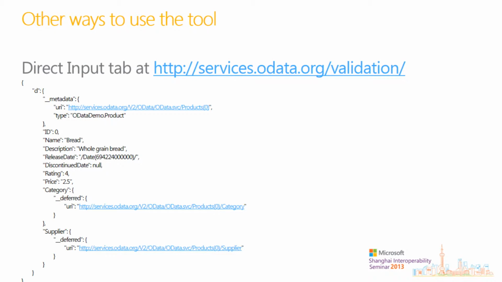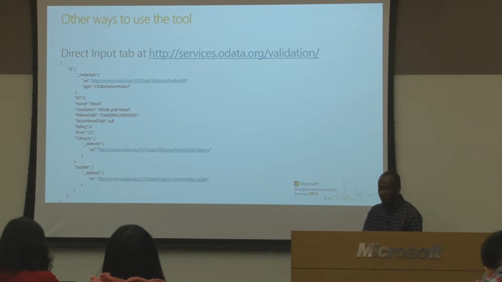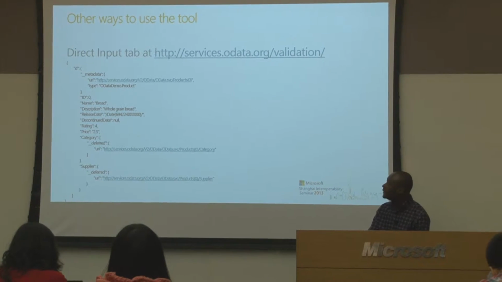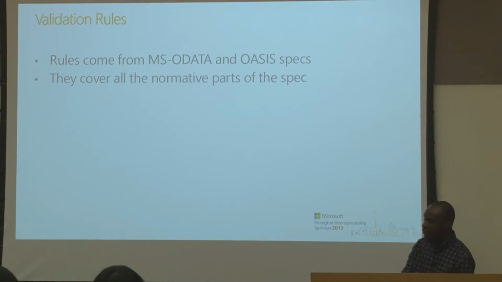Another way the tool can be used is if you don't want to enter the OData endpoint, you could use the direct input tab, and this is just providing either the JSON or the Atom format, and then the service, and it will validate the direct input that you provide. So the validation rules come from the two specifications I already described.